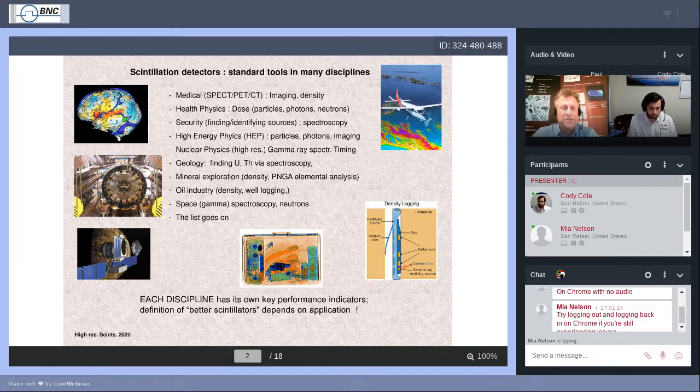The energies can range from a few keV to very many hundreds of MeV in high energy physics. The temperatures can range from room temperature, most frequently, to very cold in the Arctic, up to very high temperatures in geological exploration. And each discipline has its own key performance indicators, which means that the definition of a better detector depends very much on the actual application.